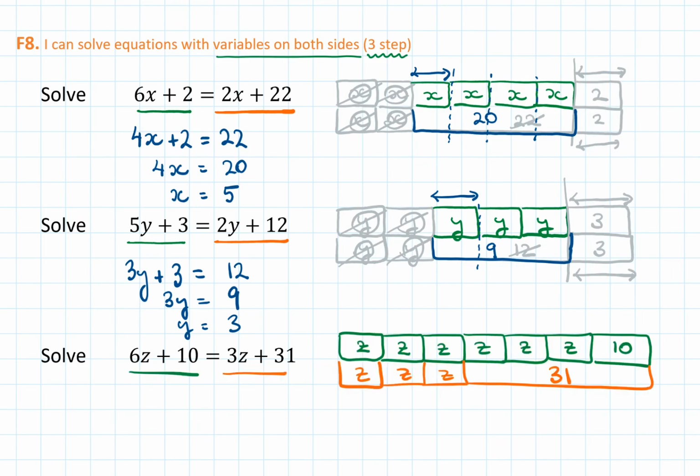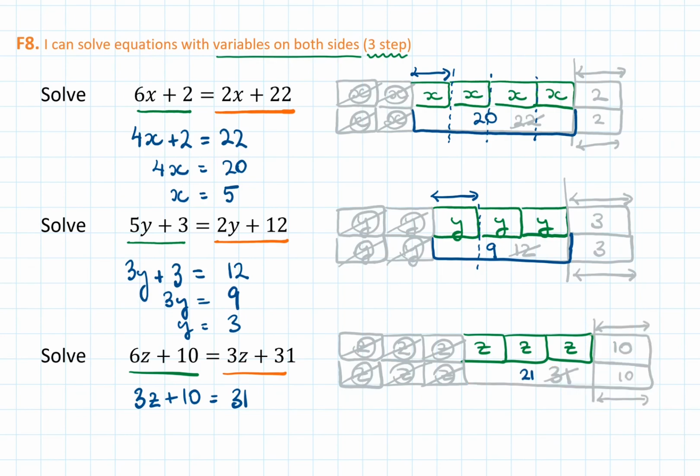This will be my bar model, and now we can follow the exact same steps as in the previous two questions. First step, we cross out the variables, and we can write that 3z plus 10 equals 31. Next step, the 10. From this step we can write that 3z equals 21. All that is left is to find the value of z. The value of z will be 21 divided by 3, which is 7.